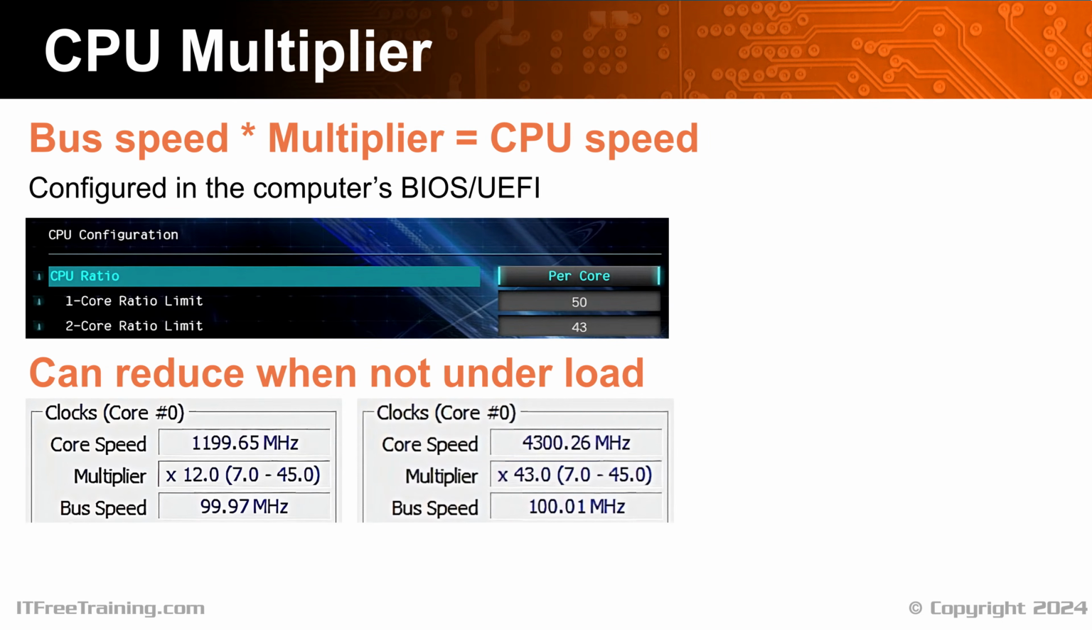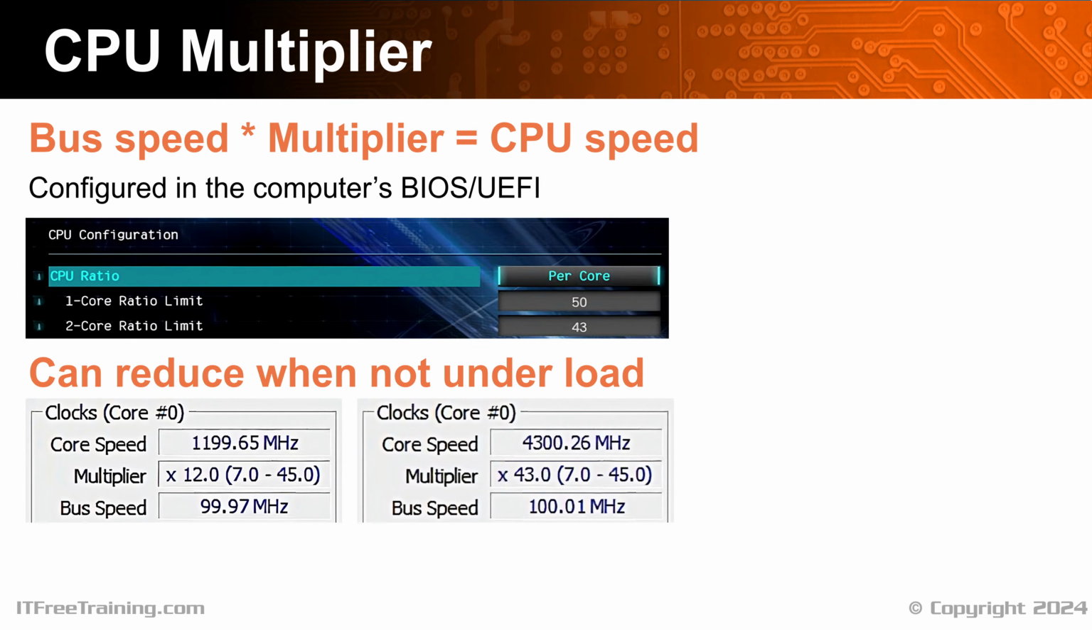To determine the speed of the CPU, a multiplier is used to multiply the bus speed to get the CPU speed. The bus speed is provided by the motherboard. The multiplier is configured by the computer's BIOS or UEFI. The settings that you can change will vary from computer to computer. Motherboards designed for overclocking will generally have more control over the multipliers and may allow controlling of individual cores. Unless you're interested in overclocking, it's recommended to leave the multipliers on their default values.